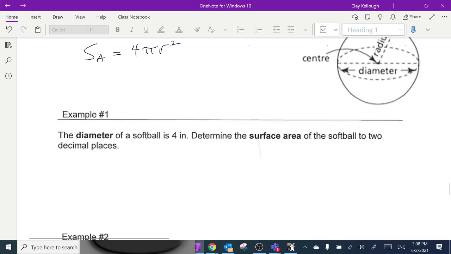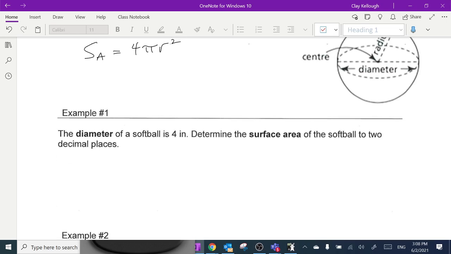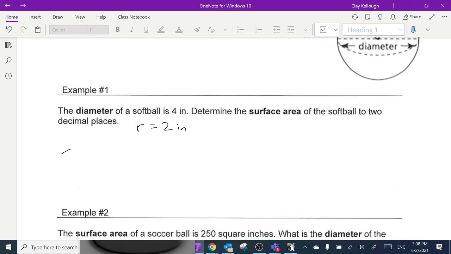So the diameter, look at that, they even bolded it. The diameter of a softball is 4 inches, so that means the radius is 2 inches. Determine the surface area of the softball to 2 decimal places. So the formula is surface area is 4 times pi times radius squared. So let's plug in the numbers. 4 times pi times 2 squared. All right, 2 squared is 4.